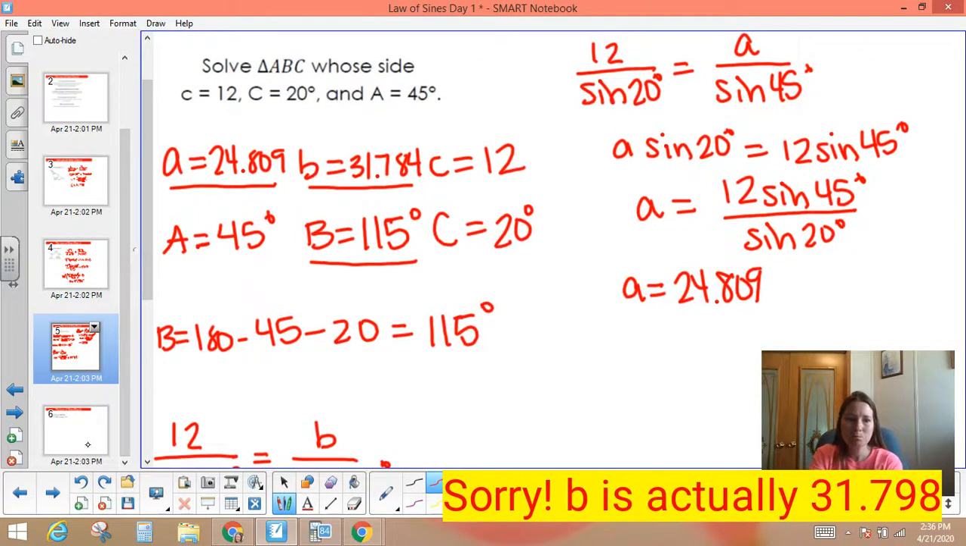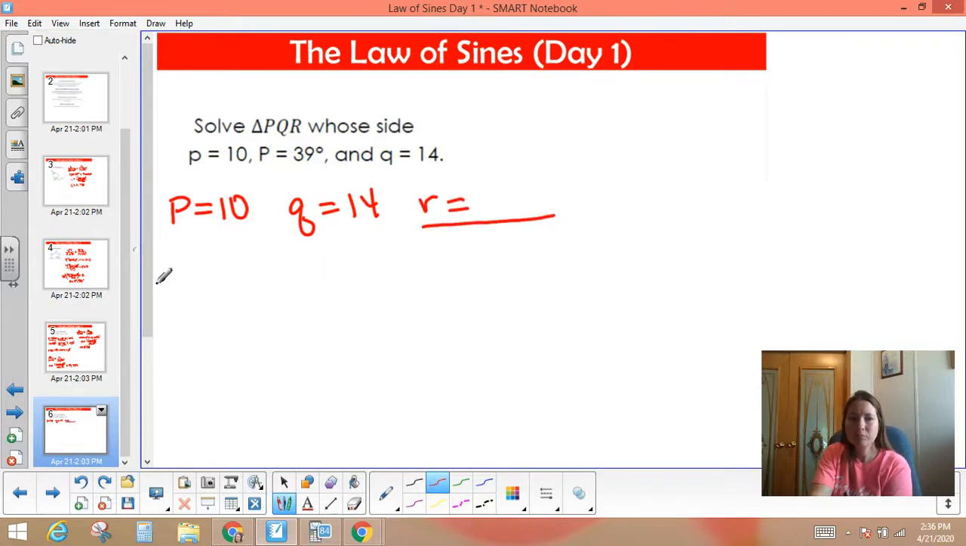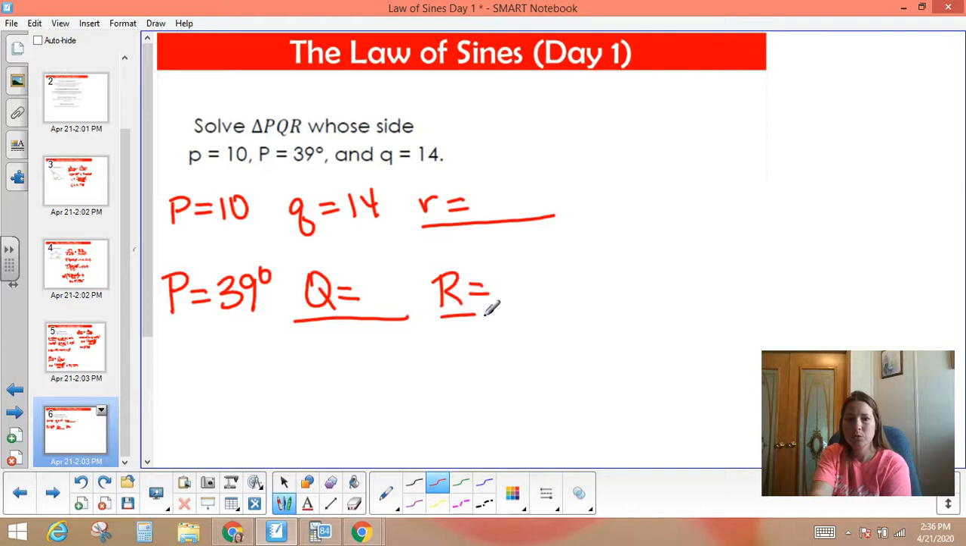All right, so one more example. Again, this one we have triangle PQR. So we can say we know P is 10. We know Q is 14, and these are all sides. And we do not know R. All right, so then angle P is 39 degrees. Angle Q, we do not know. And angle R, we do not know.